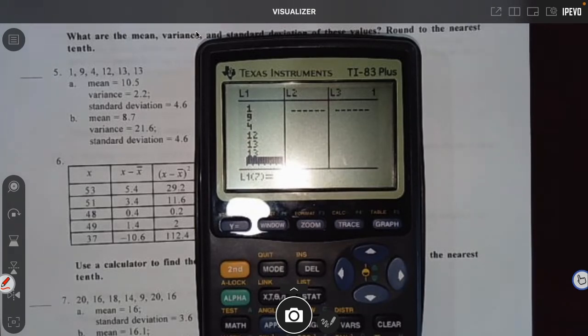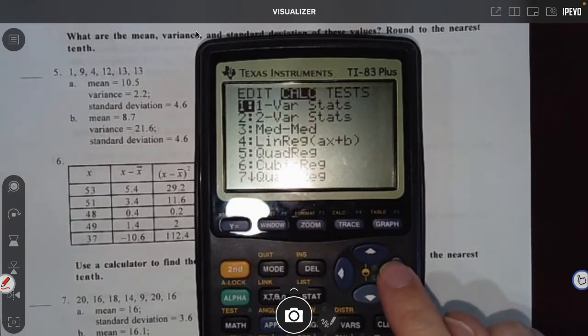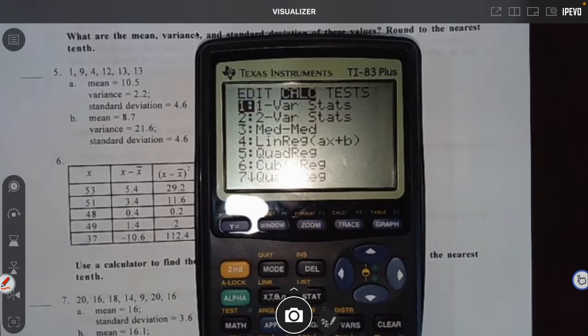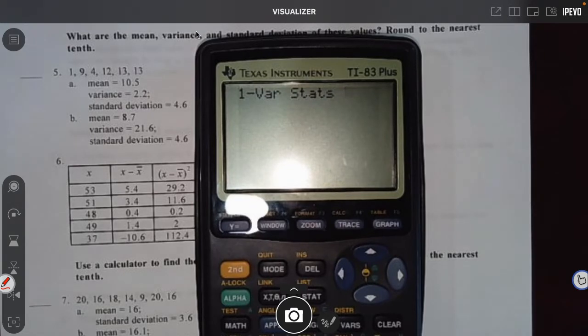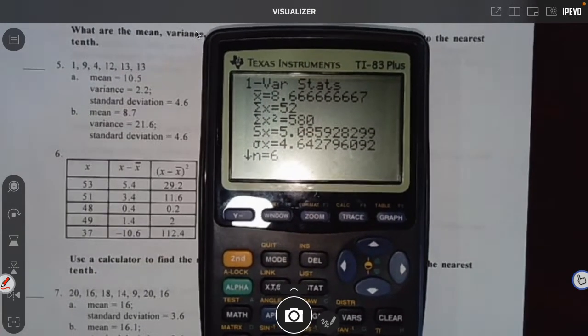Are we ready? Did you get all your data in? So you're going to press stat and go over to calculate, and that's what we're going to calculate. Press enter. Okay, I'm going to show you. I had to remember to tell Mason on this one. It took me a minute.